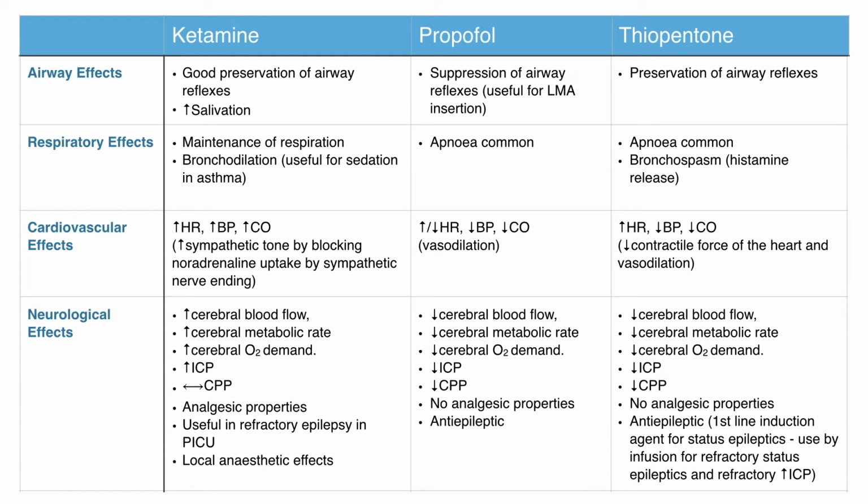And it's the negative effects on the cardiovascular system caused by propofol and thiopentone which limit their use in the critically ill child. Okay, so going on to look at the neurological effects, ketamine tends to cause increased cerebral blood flow, increased cerebral metabolic rate, increased cerebral oxygen demand, and increased intracranial pressure, and as a result maintains cerebral perfusion pressure because although the intracranial pressure goes up, so does the blood pressure.